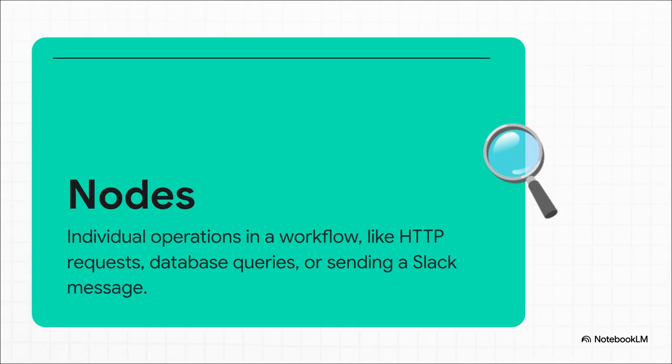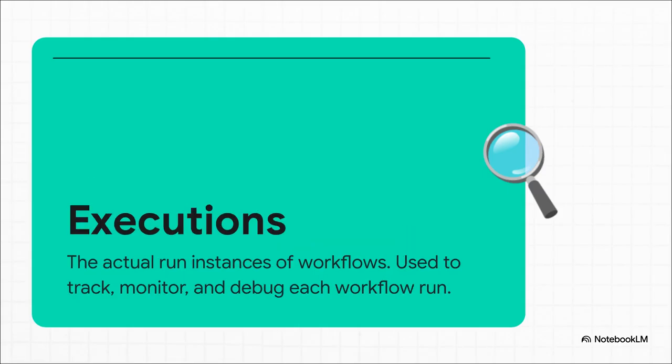Okay, so the trigger fires. Now what? Well, the workflow starts moving through a series of nodes. Think of these as the individual action steps. One node might clone the repo. The next one runs a test. Another one could query a database. You just chain them together one after another to build out your process. Simple as that.